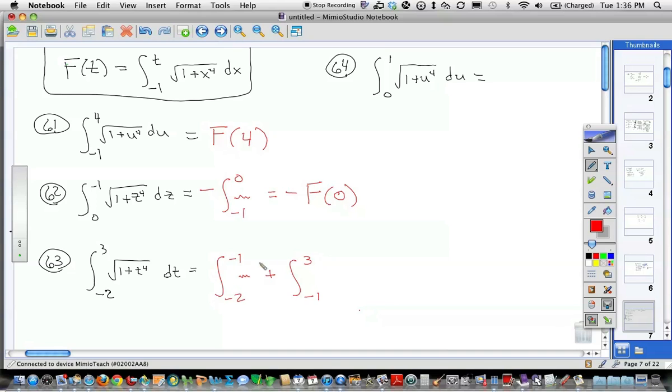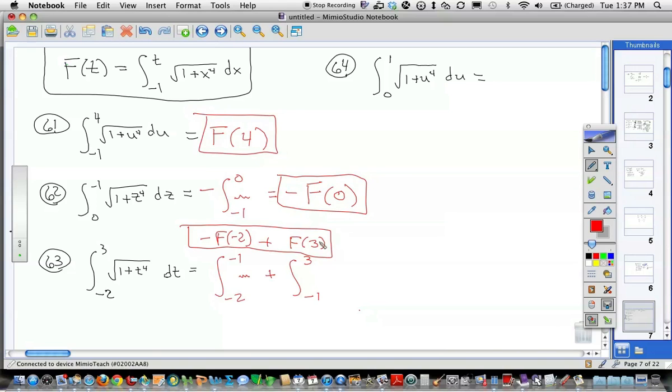Well, now we look at this. We say, well, look at that. That's big F of 3 right there, right? And this is what? Big F of, we have to flip those, right? We have to flip those, so it'd be negative big F of -2, right? And so we would get that. So far we've got this right here and this right here. And then we could do the same thing on this one.